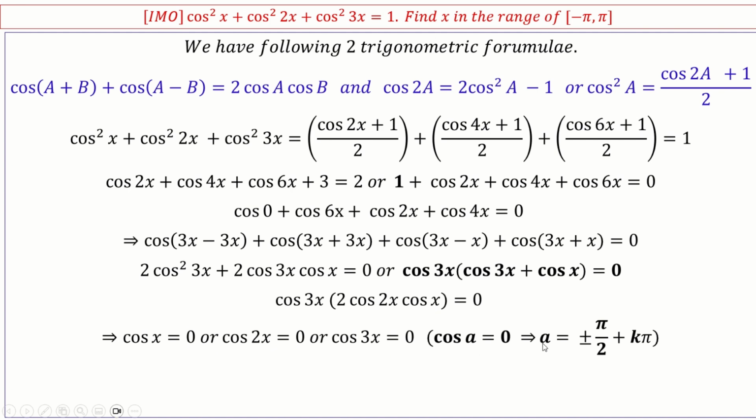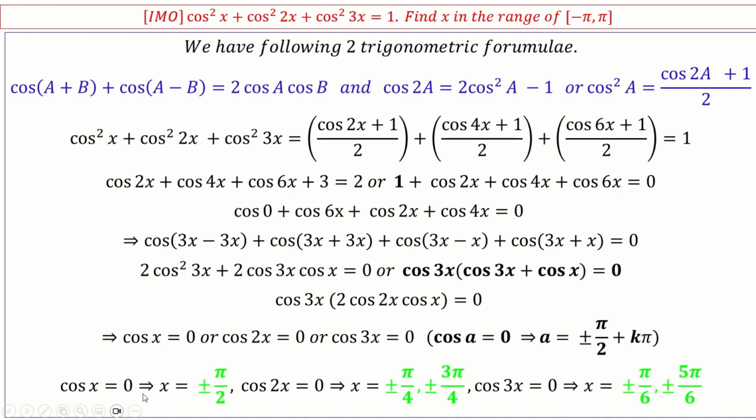If cos a is 0, a is plus or minus pi by 2 plus k pi by 2. K is the integer here, so you get repetitive values. Within this range, we should be able to find all the values. For cos x equal to 0, x is plus or minus pi by 2. If I add pi, I will go out of range. Pi by 2 plus pi is out of range, minus pi by 2 also out of range. So these are the only two values I get.